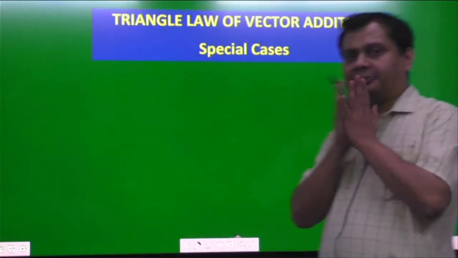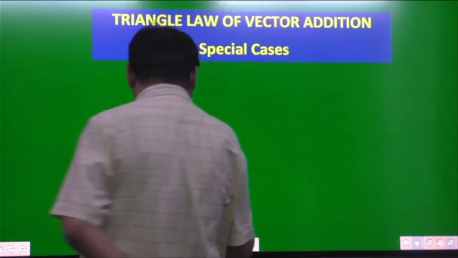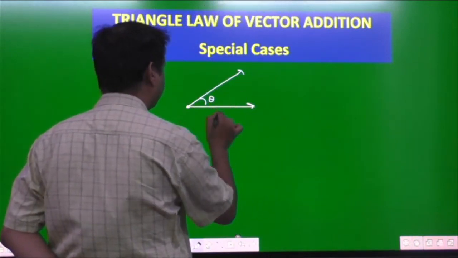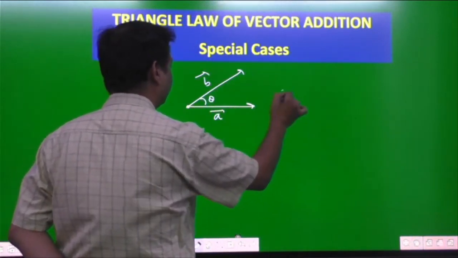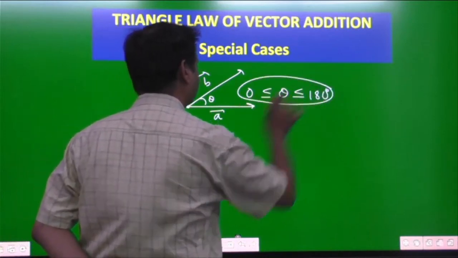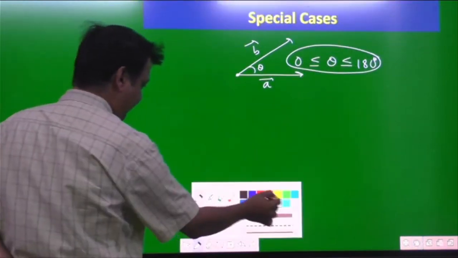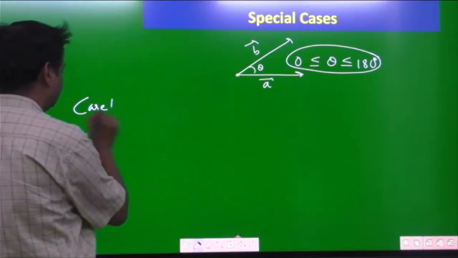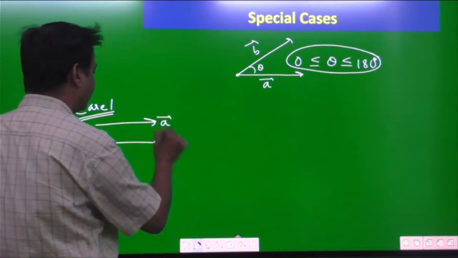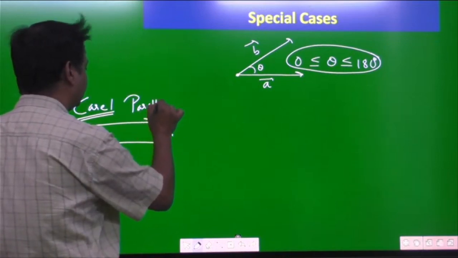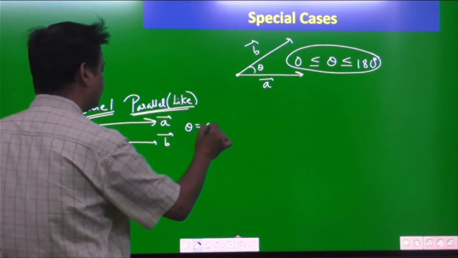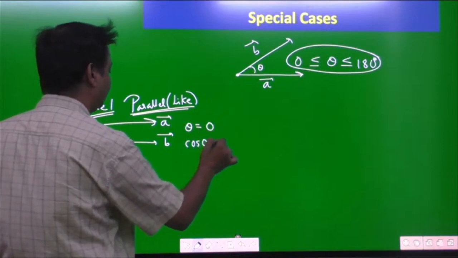Now let's see some of the special cases of triangle law. We have seen when you make two vectors tail to tail, the smaller angle is the vector angle, and the range of the vector angle is from 0 to 180 degree. So see the first case. When the vectors are in the same direction, these are called the parallel or like vectors. Remember, parallel or like vectors. In this case, theta will be 0 and cos of 0 is 1.